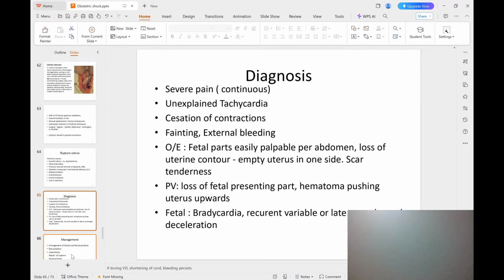Diagnosis: usually there is severe pain, unexplained tachycardia, cessation of contractions. The pain is usually continuous, and fainting or external bleeding can be seen. On examination, fetal parts are easily palpable. Loss of uterine contour, that is empty uterus on one side, and scar tenderness may be present. On per vaginal, there is loss of the fetal presenting part. Hematoma may be felt, which will push the uterus upwards, and fetal bradycardia, recurrent variable or late or prolonged decelerations can be present.